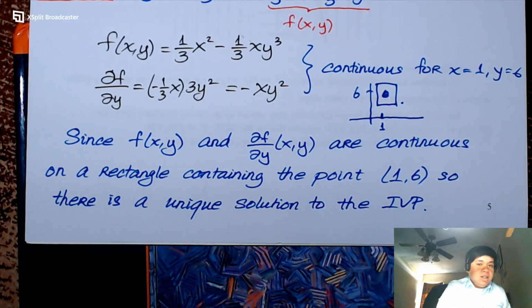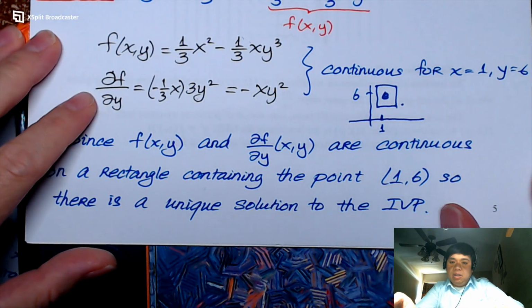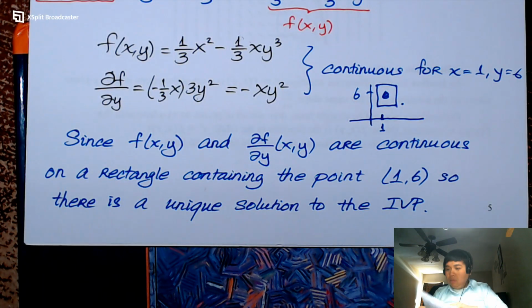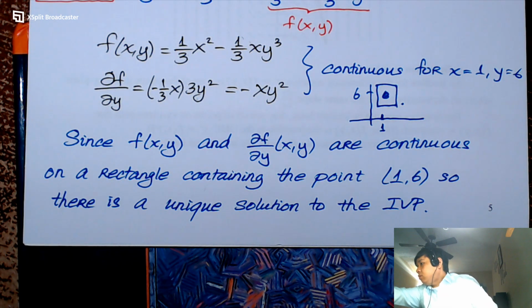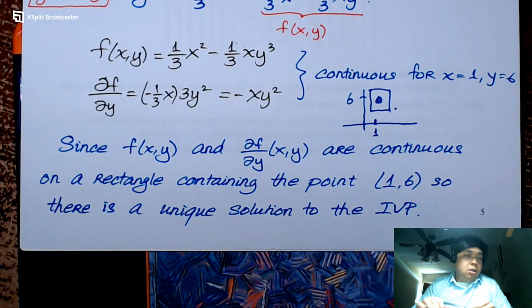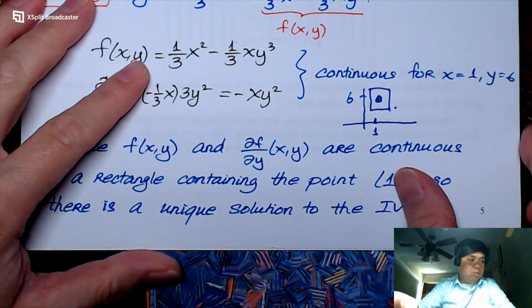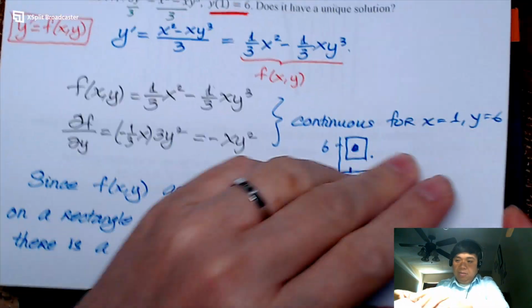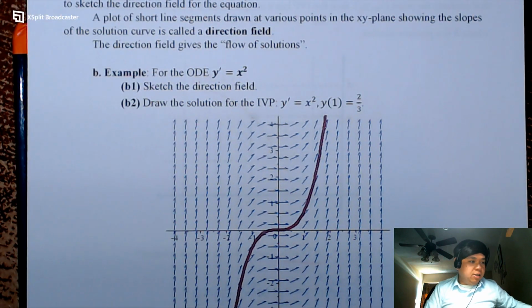Okay, so with that, we finish section 1.2. Now we go to 1.3, direction fields. This is a short section followed by another short section.